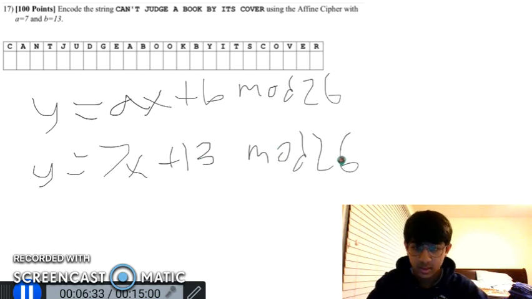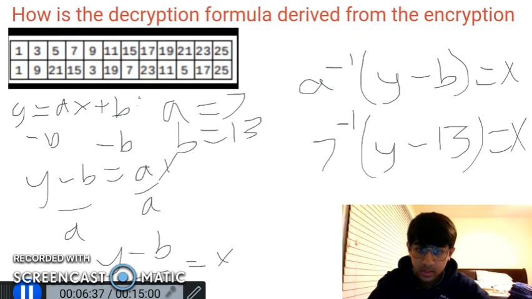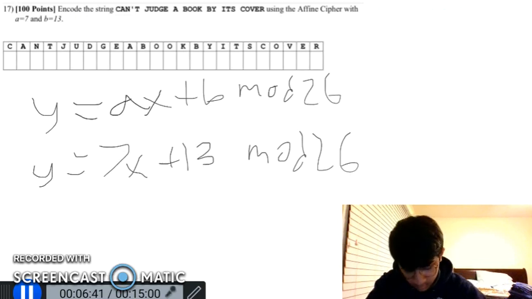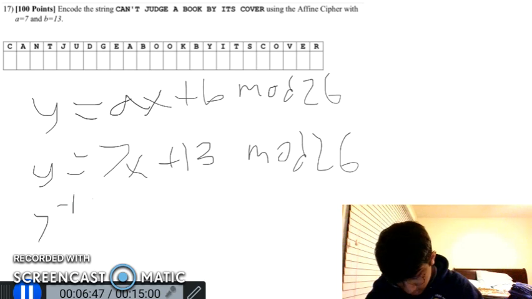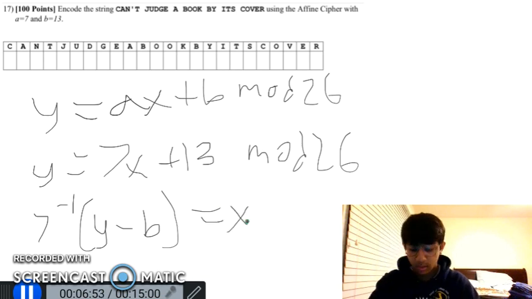And if you want to do a decryption cipher like the one right here, if you go back, you'll see the step-by-step procedure that I went through. You will get 7 inverse 1, y minus b equals x. And you have to find the mod 26 of this value right here. That's it, guys. I'll be meeting you in the next video, and we're going to be learning about affine encryption and decryption.